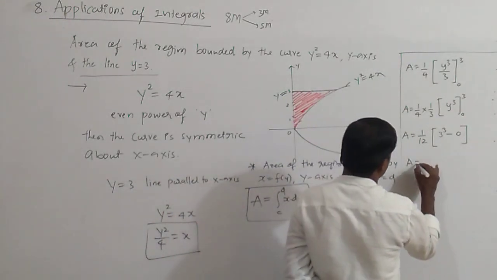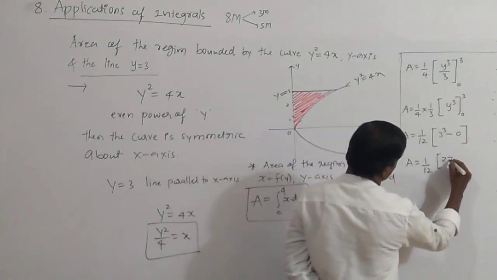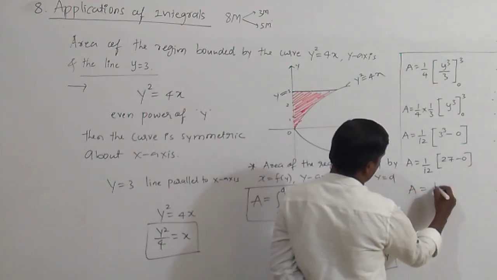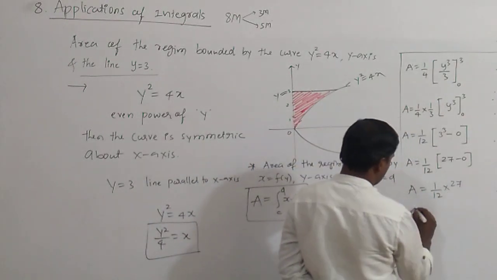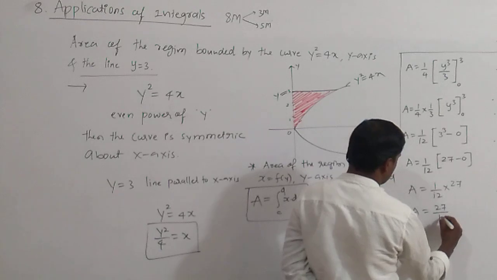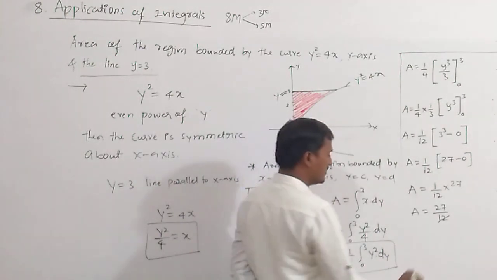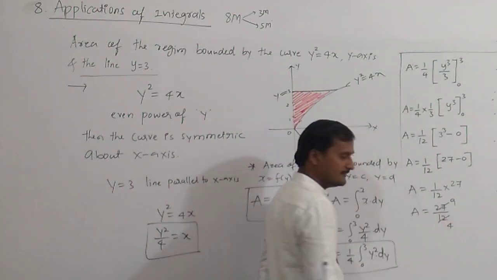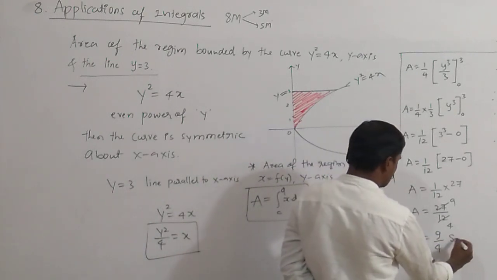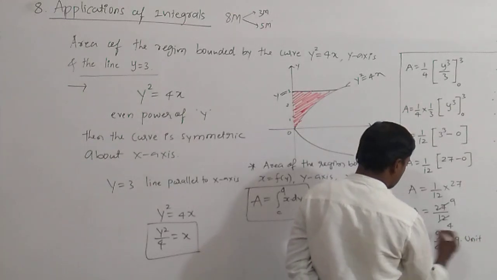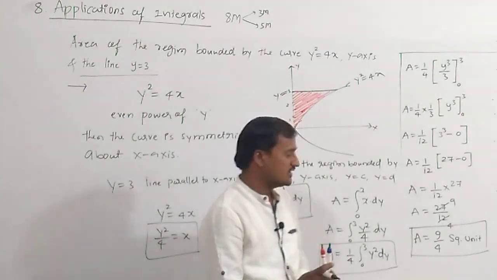So the required area is equal to 1 upon 12 into 3 cube. 3 cube means 27, minus 0. So 1 divided by 12 into 27 minus 0 means 27 only. So that is equal to 27 divided by 12, right? We will cancel: 3 fours are 12 and 3 nines are 27. So your answer is 9 by 4 square units. So this gives the required area, that is 9 by 4.